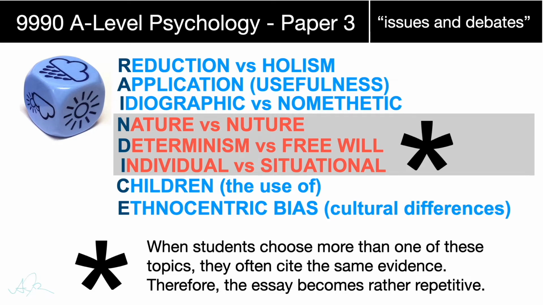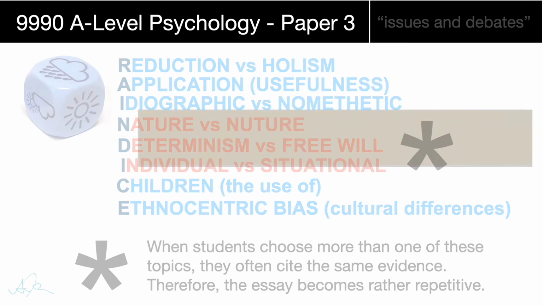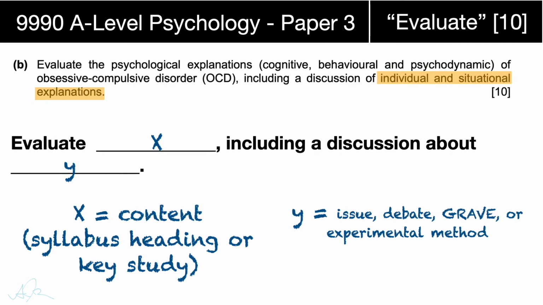And so just to remind you again, evaluation questions are usually kind of samey. You could easily practice evaluations just by solving for X and solving for Y. You could just take one of the content headings in the syllabus, stick it in the first part, and then choose a random issue, debate, GRAVE thing, or experimental method. So for example, evaluate the Brudvik study, including a discussion about ethics.